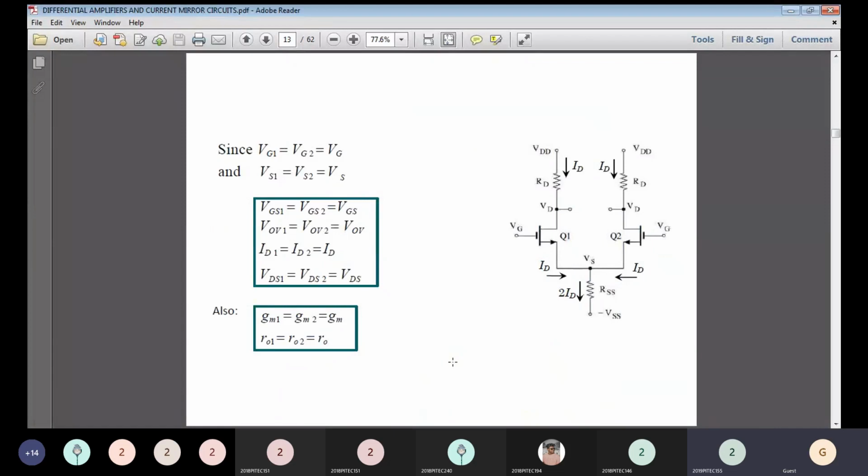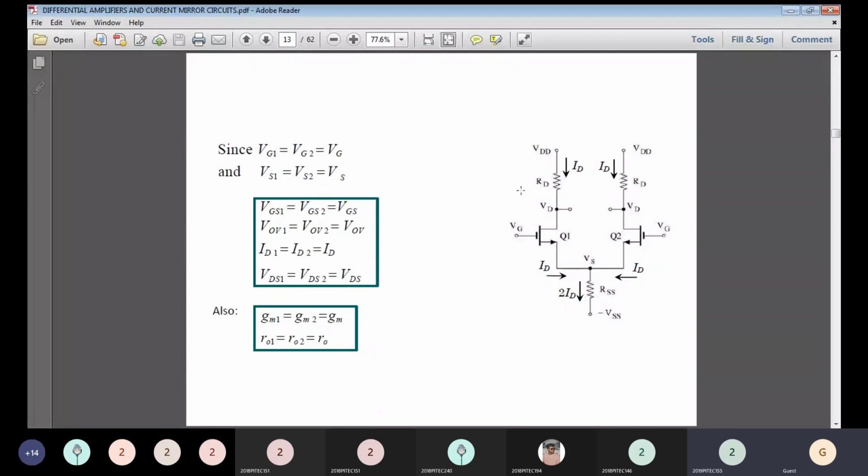While doing this analysis, this is your drain current ID flowing from here, and this is your ID current. Both ID values are joined here through a resistor RS. So the total value ID plus ID, two ID, we get here. What happens to your VG value? VG is equal to both transistors' gate voltage. So VG1 and VG2 are equal to VG.